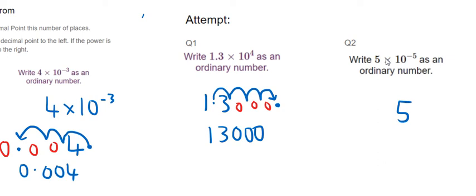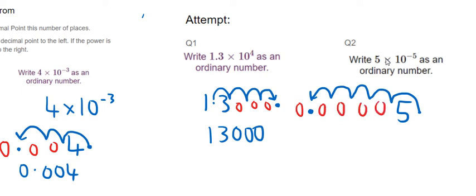Second one, I just have 5, and because it's a minus power this time, it means it has to turn it into a small number. So 1, 2, 3, 4, 5 places to the left. So my decimal point ends up there, and then if I put in zeros, it's going to be 0.00005.